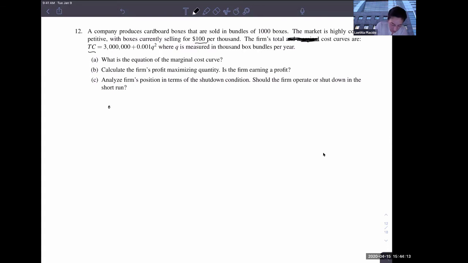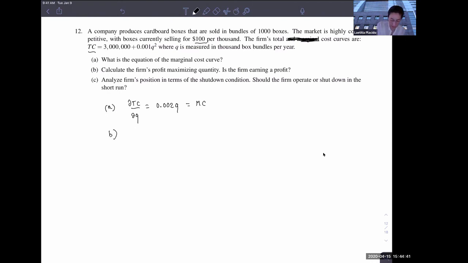And the first question says, what is the equation of the marginal cost curve? Okay, so that question is easy. You have the total costs. How do you get marginal cost? Well, you take the derivative of total cost with respect to Q. Okay, so marginal cost is going to be 0.002 Q. Okay, that's the marginal cost.